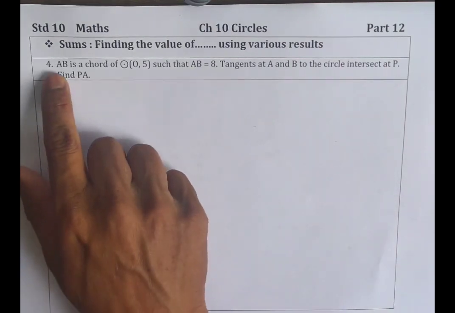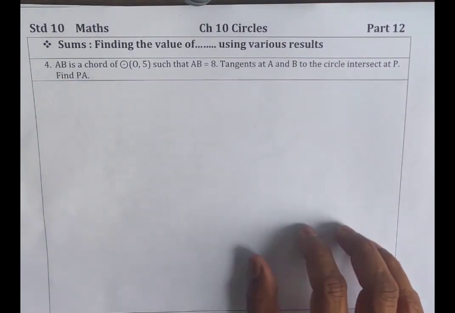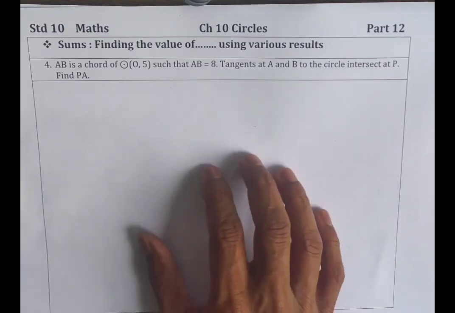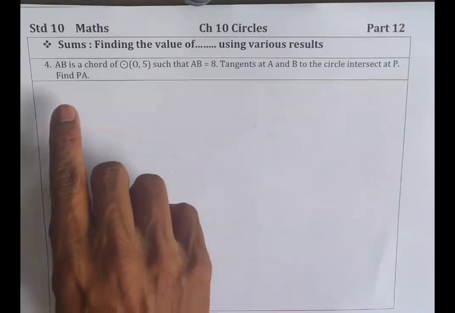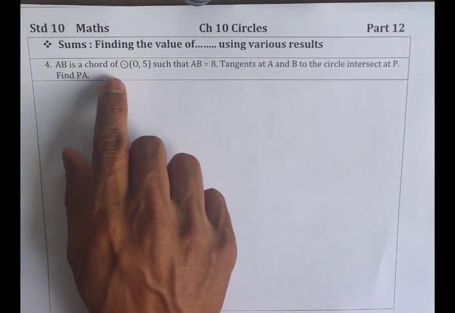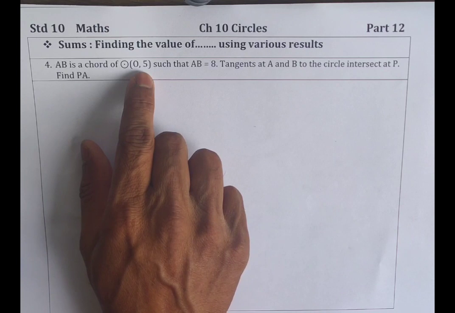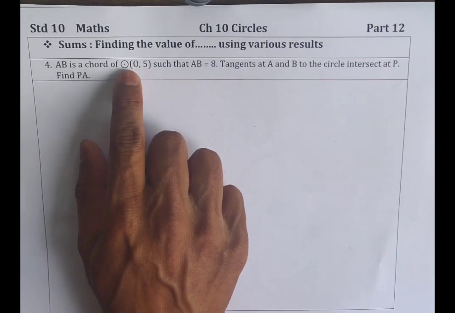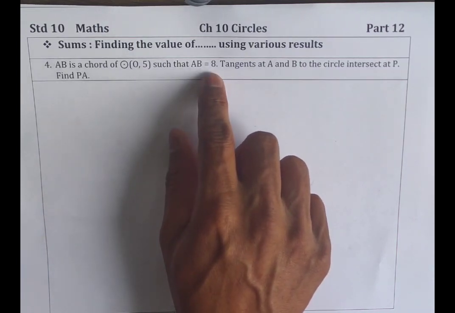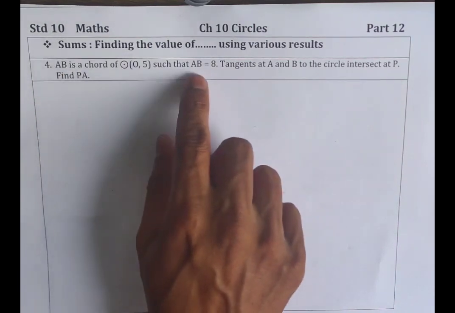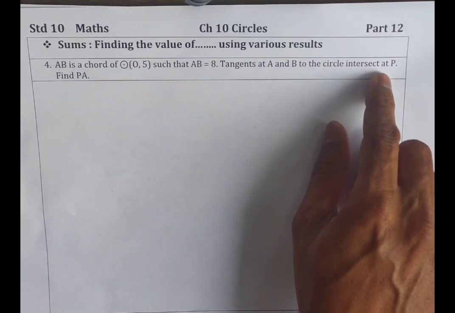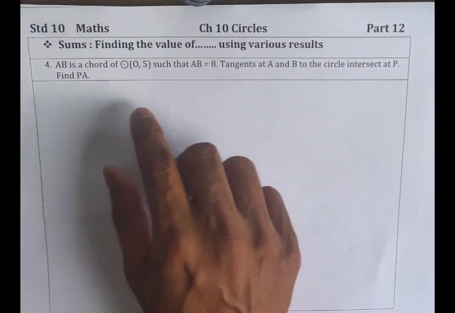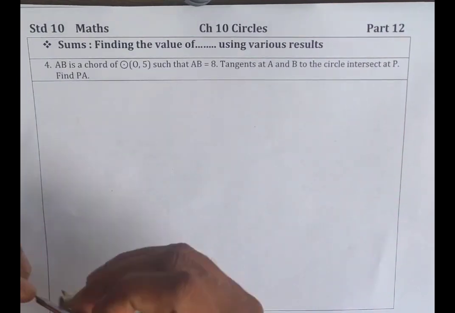Alright, so moving on to the fourth one. As you know, that space was very less, so I have taken a fresh page and the question is here. Let's draw the figure, okay? What's the statement? AB is a chord of a circle with center O and radius 5. So radius is given, center is O, such that AB is equal to 8. Children, you also have the length of the chord. Tangents at A and B to the circle intersect at P. We'll see that when we draw the figure. Find PA. We'll also see where PA is.